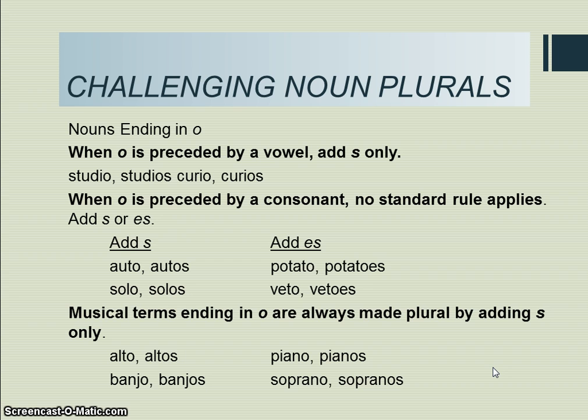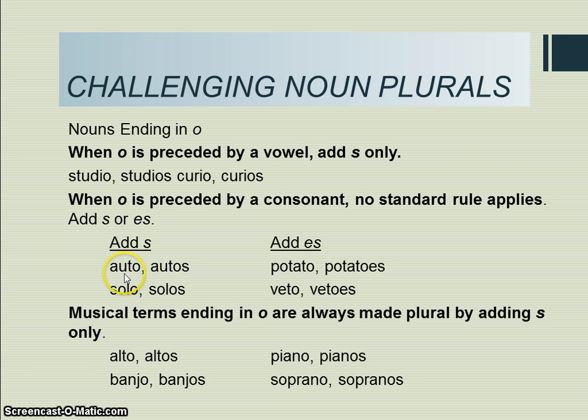Okay, nouns ending in O. If the O has a vowel before it, you just add an S. You notice here studio, studios, curio, curios. When the O has a consonant before it, there's no standard rule.